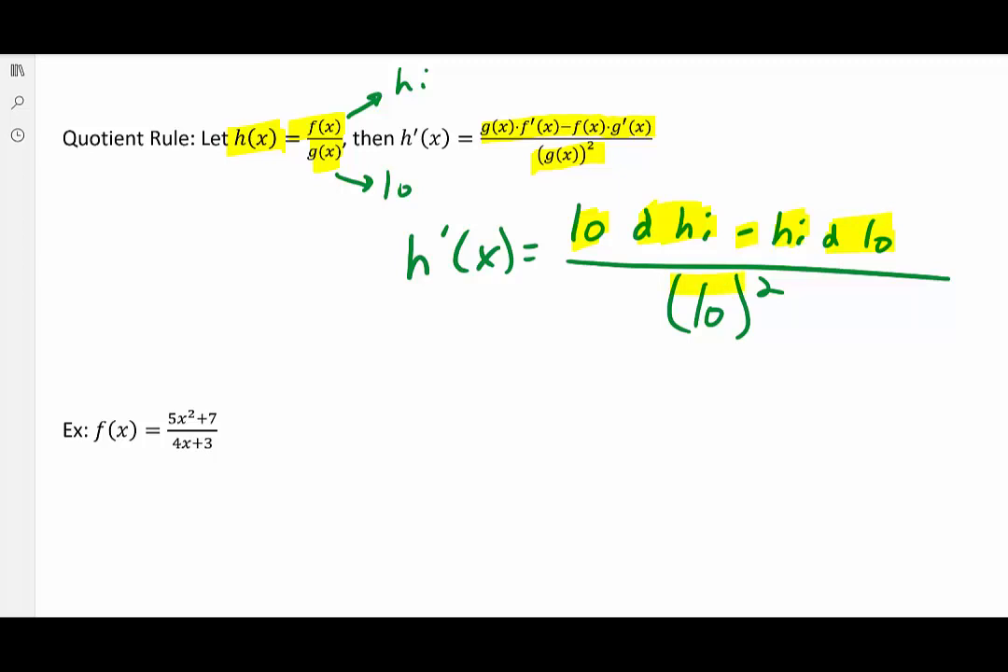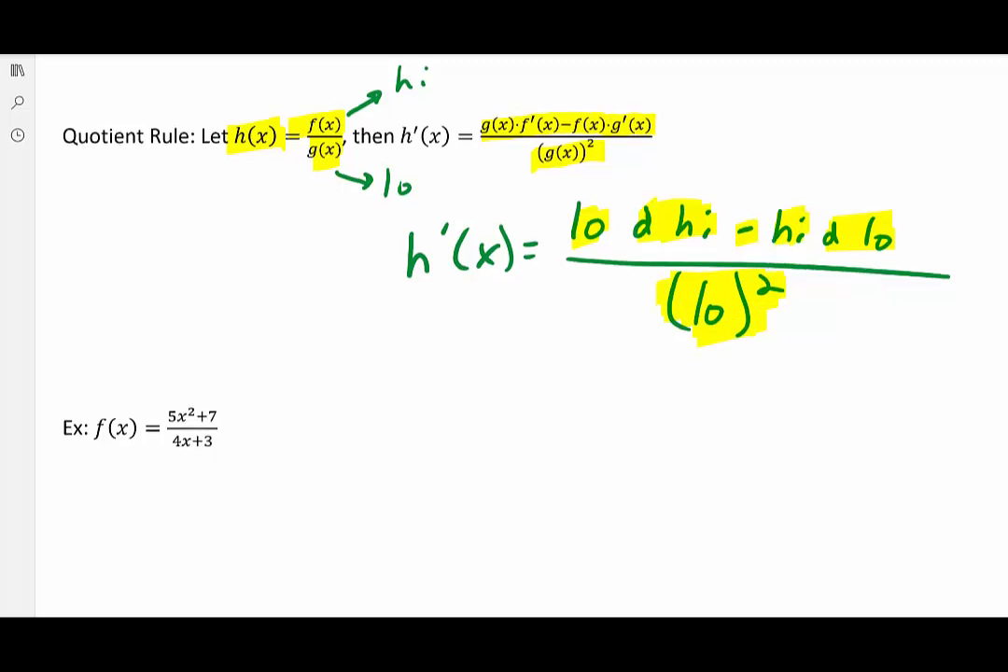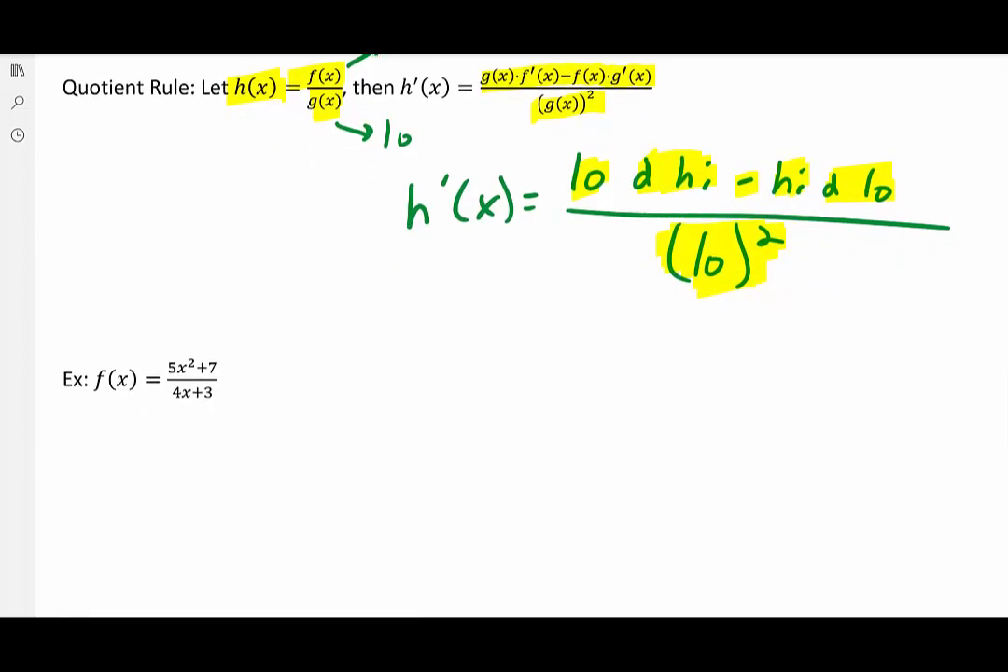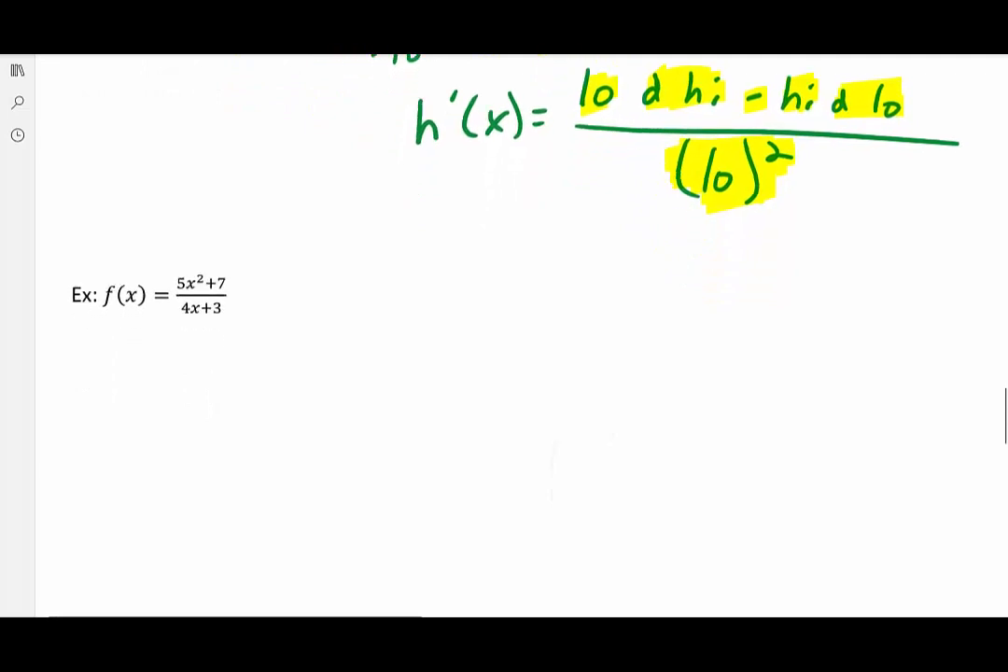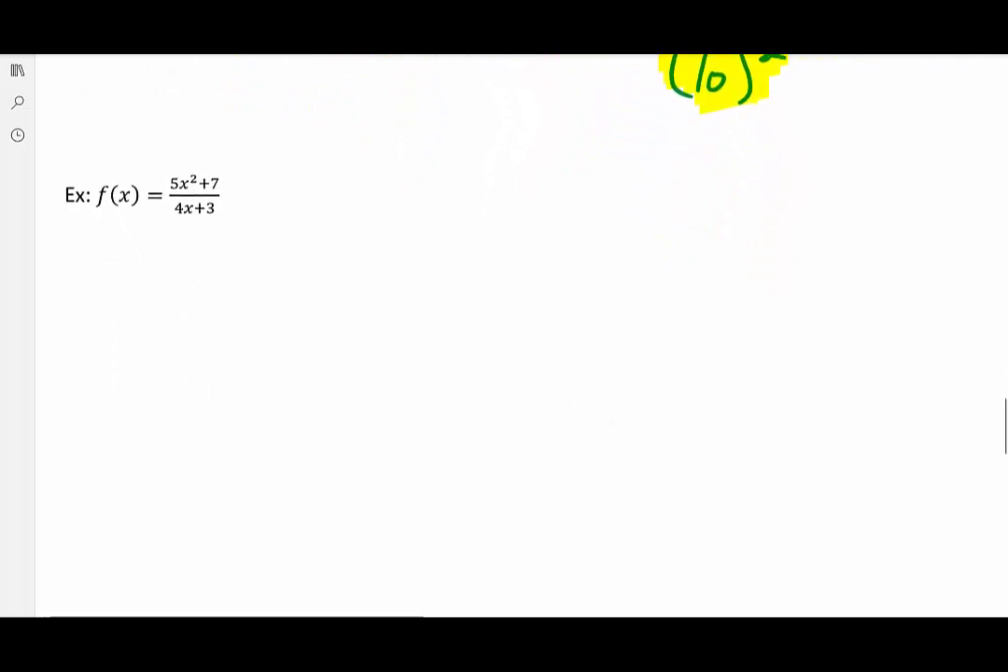Some examples here. Here we go. For example, f of x is 5x squared plus 7 divided by 4x plus 3. Okay? Low d high minus high d low over low low. All right? You always start from the bottom. Start from the bottom, just like a great philosopher once said. I believe his name is Aubrey Graham. All right, so start from the bottom.